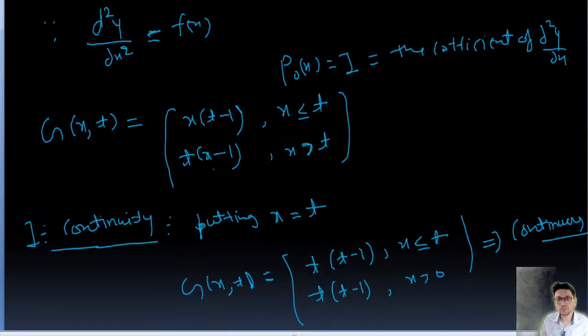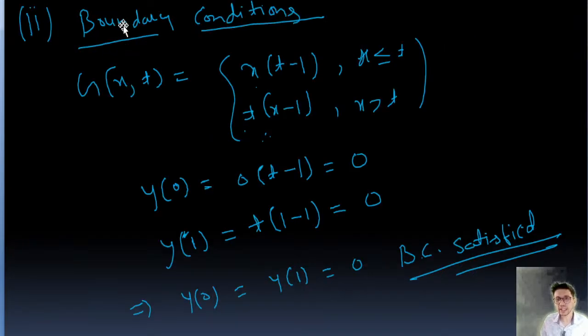Second, we have checked the boundary condition. This is the green function, right? This is for the first term, this is for the second term. We have put x equal to 0 here and we've got 0 value. Again, we have put x equal to 1 for the second term, and we've got the same value, means y0 equal to y1. The boundary condition is satisfied.